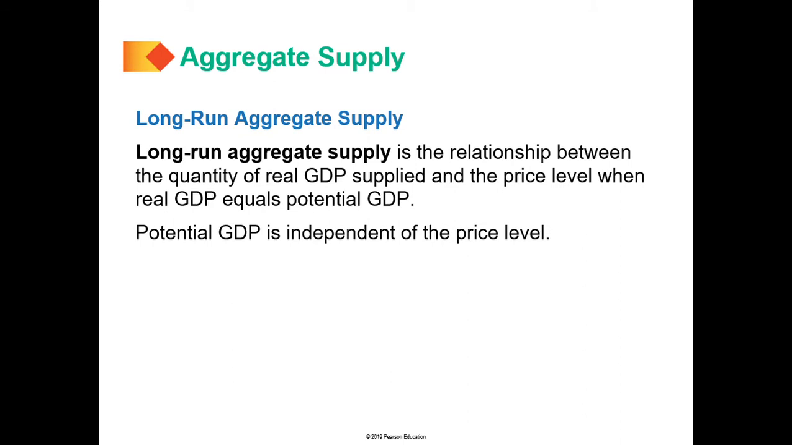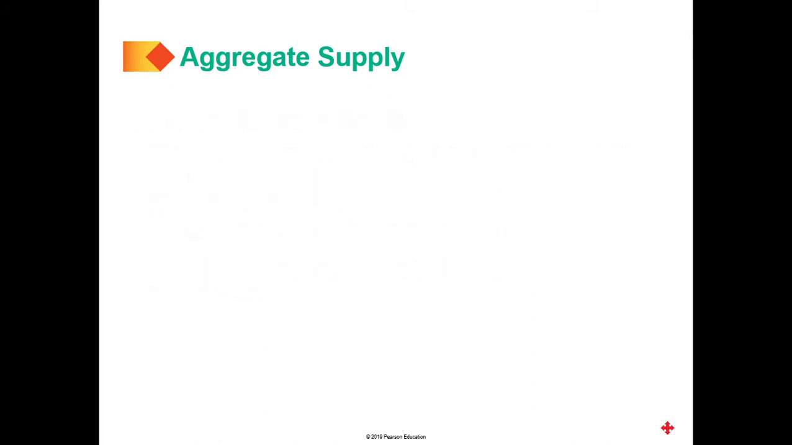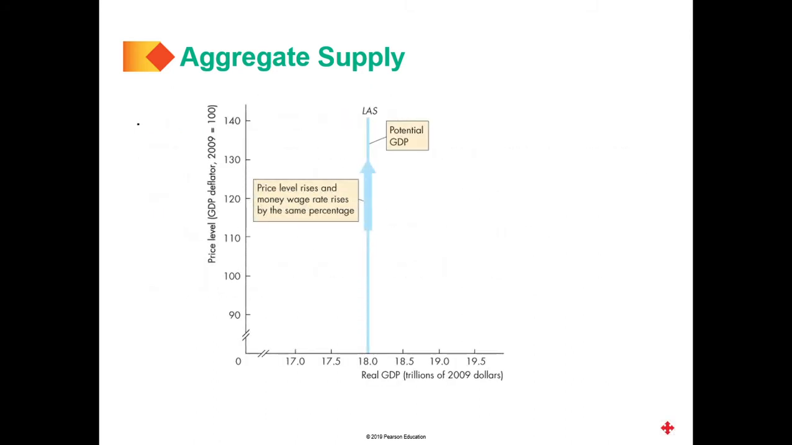So potential GDP doesn't have any influence from the price level. So our long run aggregate supply curve, the LAS curve, is going to be vertical at potential GDP. So it should look like this. We have price level on the y-axis and real GDP on the x-axis. So the LAS would just be vertical at potential GDP. If we had this graph, we would know that potential GDP was $18 trillion.